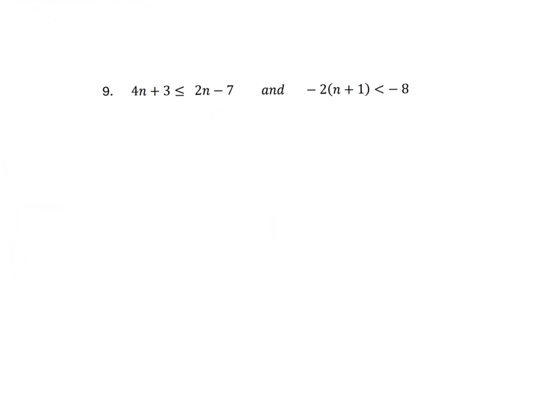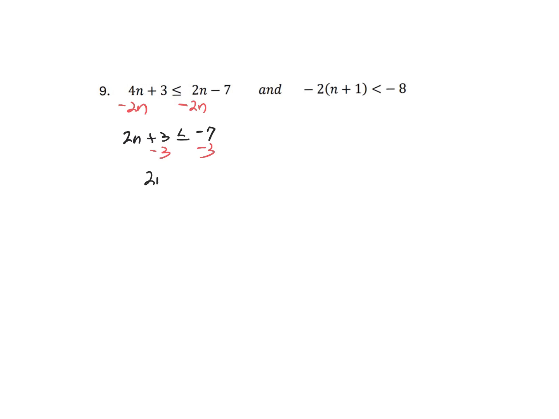Last question, number 9. Did you notice that there are variables on both sides? So I like to undo one of the variables first. That's up to you. Lots of ways to do it. Subtract 3 from both sides. Divide by 2. Do not reverse. You divided by a positive, so there is no reverse. Shouldn't I distribute? Multiply.